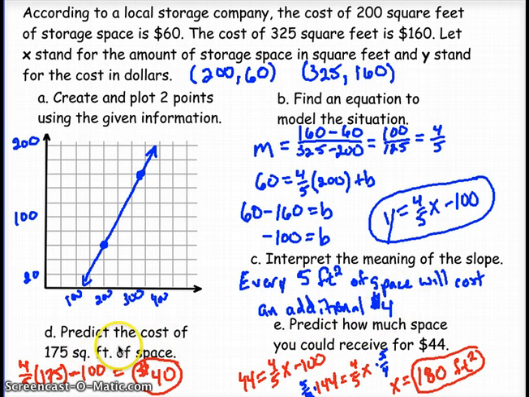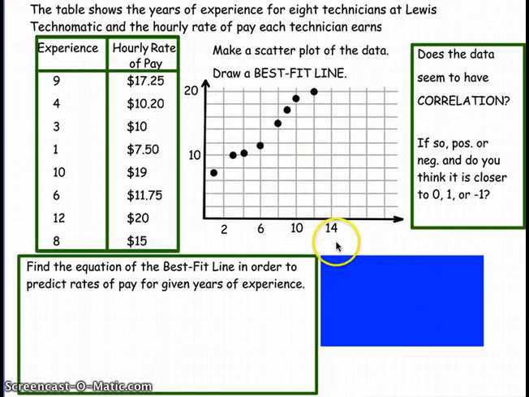Predict the cost at 175 feet. Well, remember that's our x, so I just plugged that into my formula, found that to be $40. And predict the space you could get for $44. Well, I plugged in 44 for y, went ahead and added 100, multiplied by 5/4 in order to cancel our 4/5, and ended up with 180 square feet. Again, the big idea is taking 2 points and finding the equation of a line. We can then use that equation to predict future items.